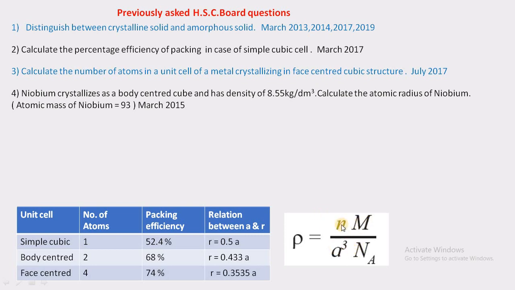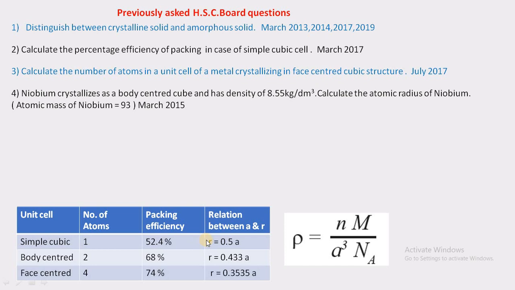M is given, and n, if BCC we have to take 2, and Na is the Avogadro number, and density is given, it is 8.55 kg per dm cube, and we have to convert it into grams per centimeter cube, and hence we can calculate by using this formula. You try to calculate the density by using this formula, and remember very carefully, the question is always asked on this relation.